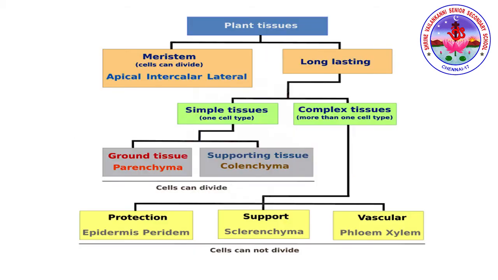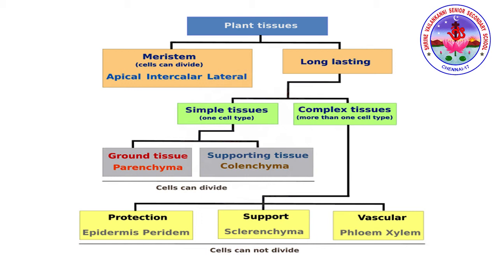Plant tissues are of two types. One is meristem and the other one is long lasting, that is simple tissue and complex tissue. Whereas meristem is a cell that can divide on its own. The apical, intercalary and lateral are the types of meristem. In long-lasting tissue, that is in plant tissue, it's divided into simple and complex.